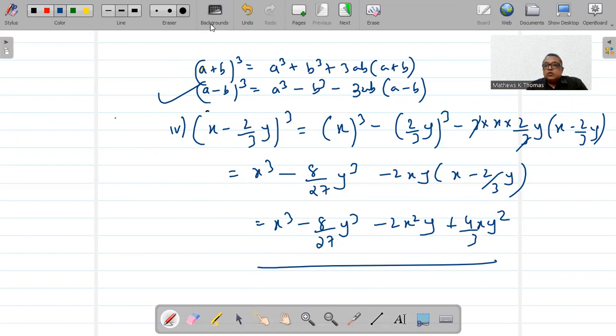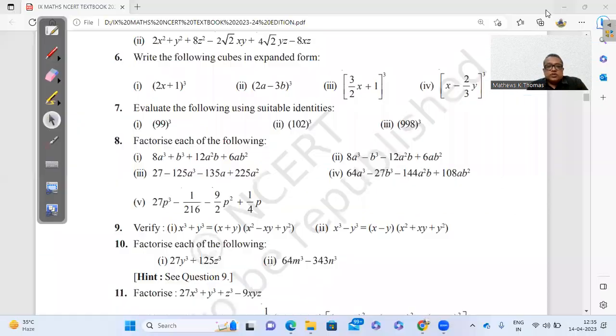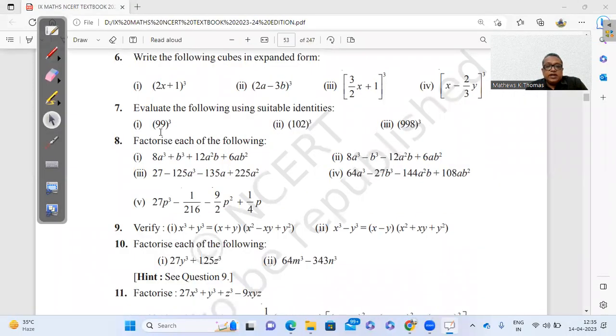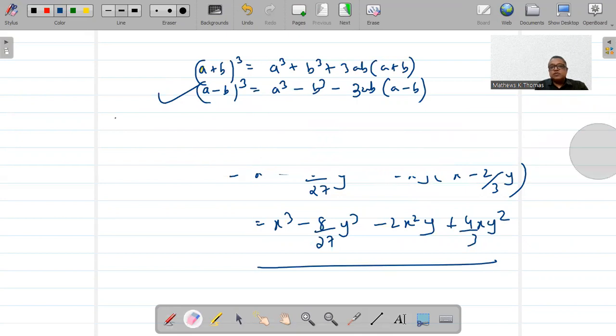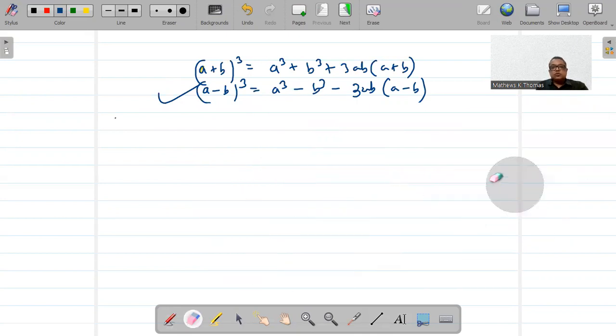Okay, so we go to the next question now. The next question says evaluate using suitable identities. The first one, 99³. The procedure is the same, only the numbers are there now instead of the variable and the constant. So here we have only numerical values. So question 7, first part, find out 99³. That's the question for you.